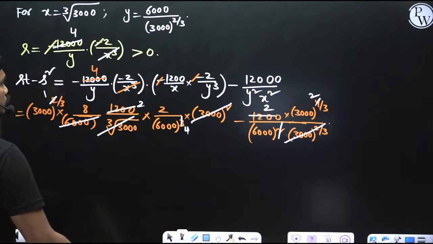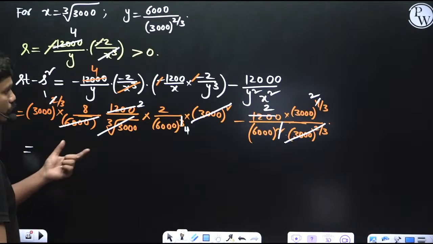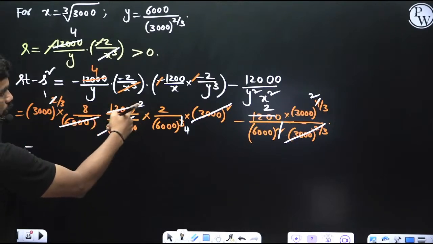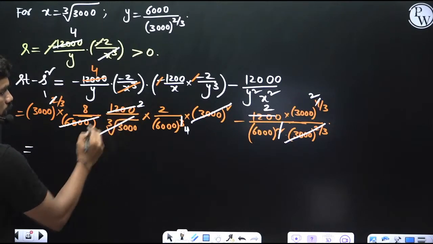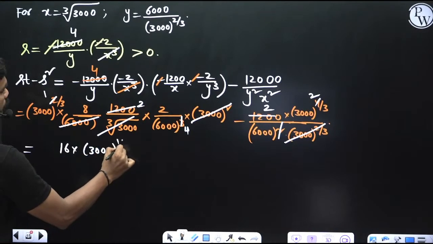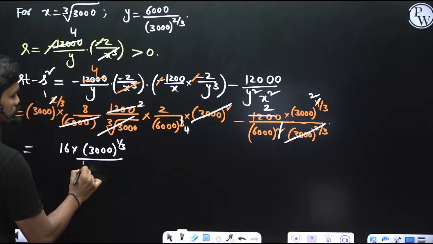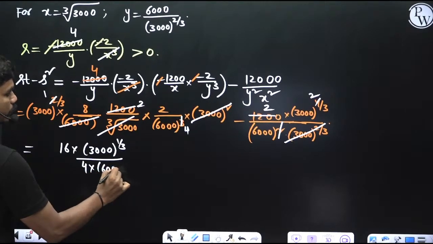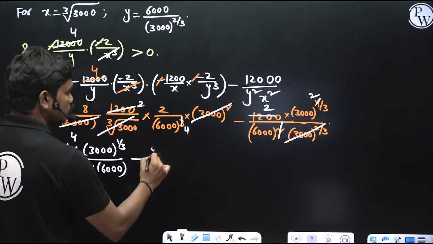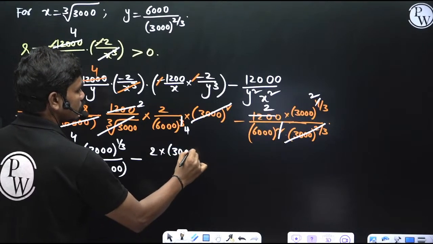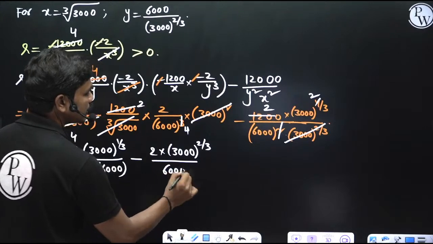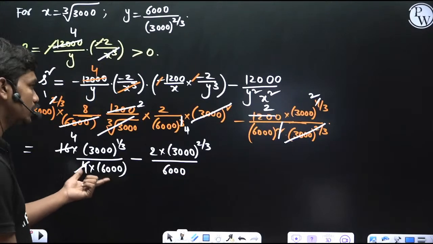4 into 6000 is what we have. So 4 into 6000 into 3000 power 1 by 3. Two 4s are 8, two 4s are 8, 8 2s are 16. So 16 times 3000 power 1 by 3 by 4 times 6000 here. So this value is 4, of course, minus 2 into 3000 power 2 by 3 by 6000. The denominator is the same, but what about the numerator? I think this is positive, of course, right?